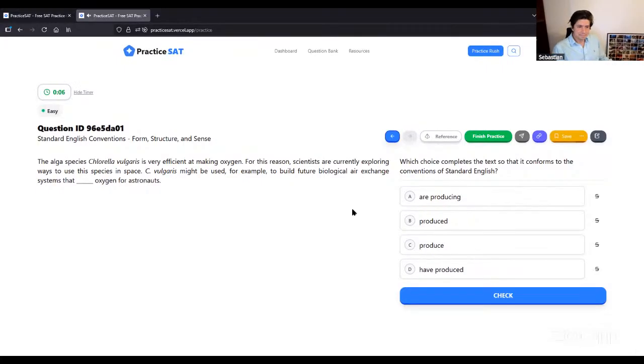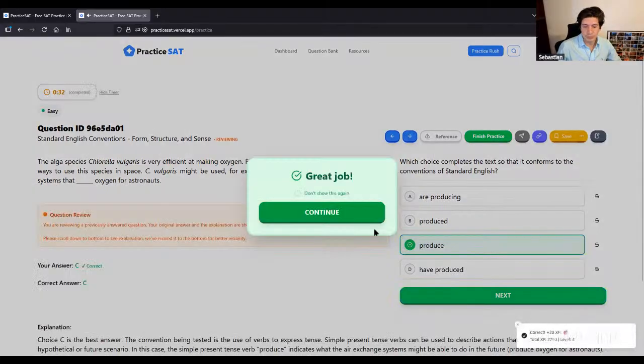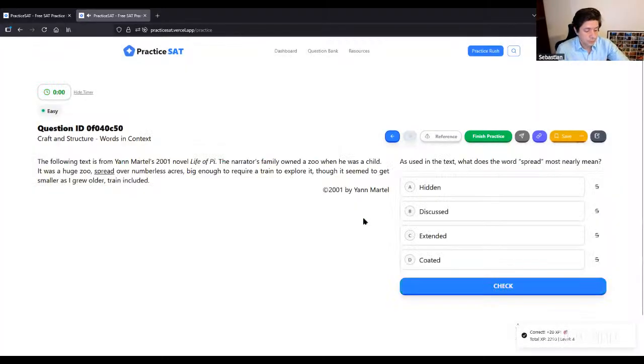So the algae species Chlorella vulgaris is very efficient at making oxygen. For this reason, scientists are currently exploring ways to use this species in space. C. vulgaris might be used, for example, to build future biological air exchange systems that blank oxygen for astronauts that are producing. This is for the future. That produced, no. That have produced, no. It should be C, produce. Okay, great, great, great.